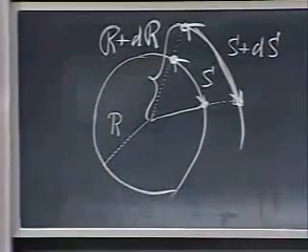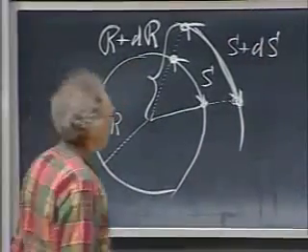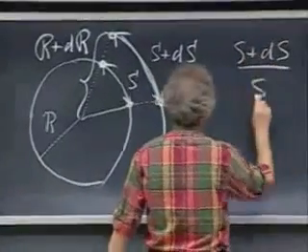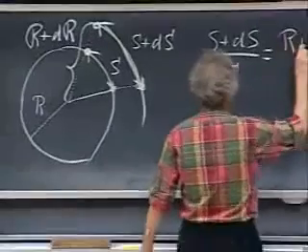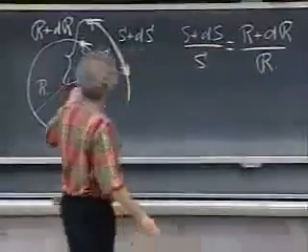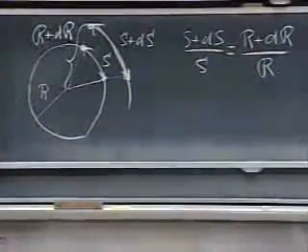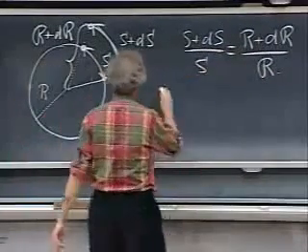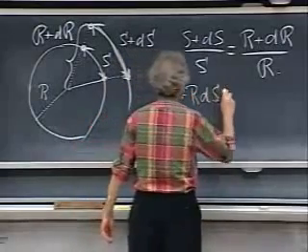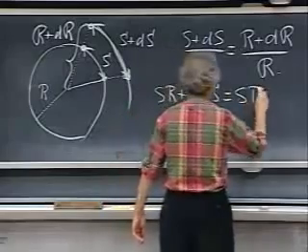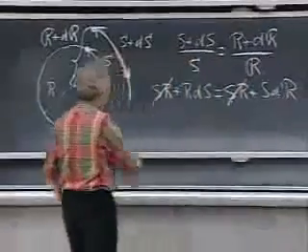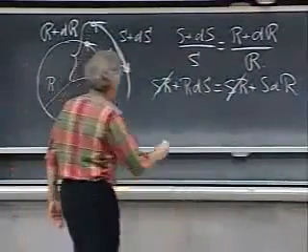It follows immediately from the geometry that (s plus ds) divided by s is (r plus dr) divided by r. Simple high school geometry. I can work this out. I get sr plus r ds equals sr plus s dr. I lose this sr. I divide by dt.